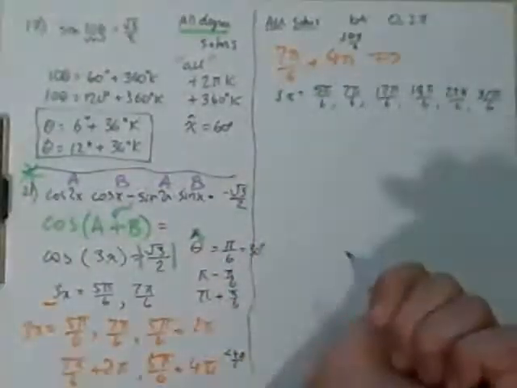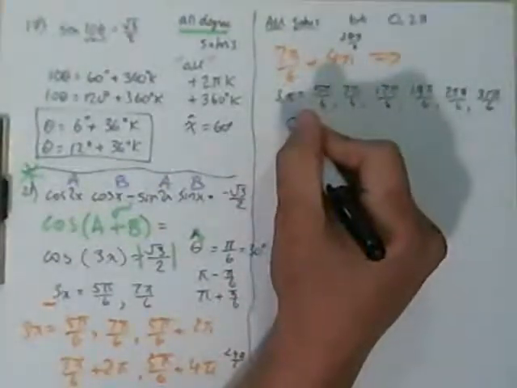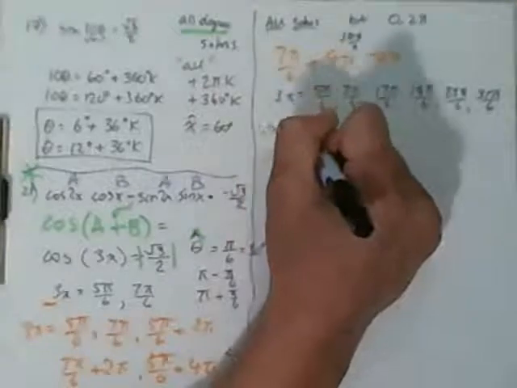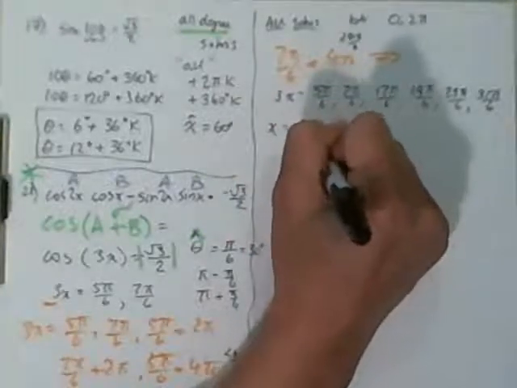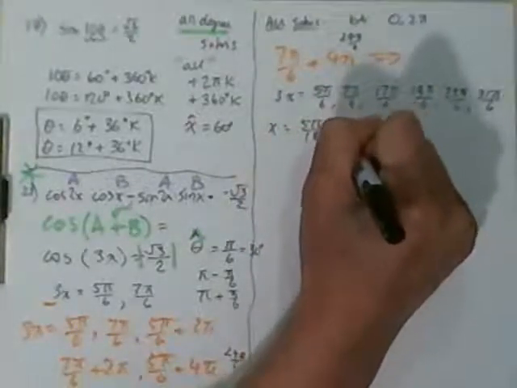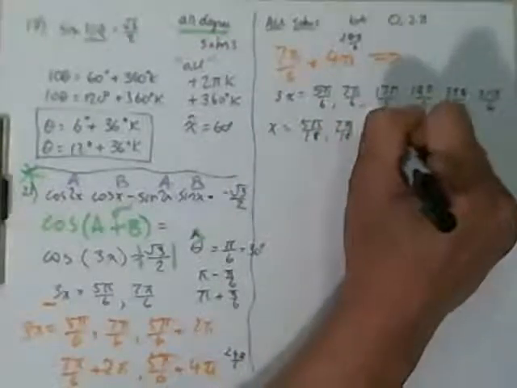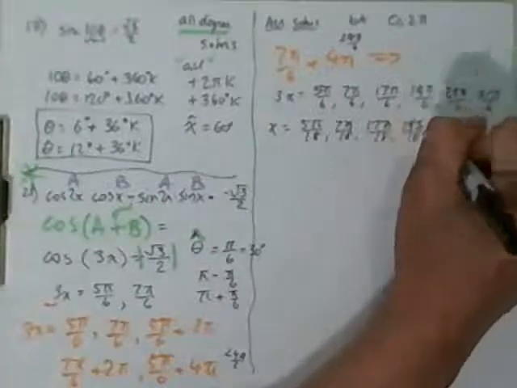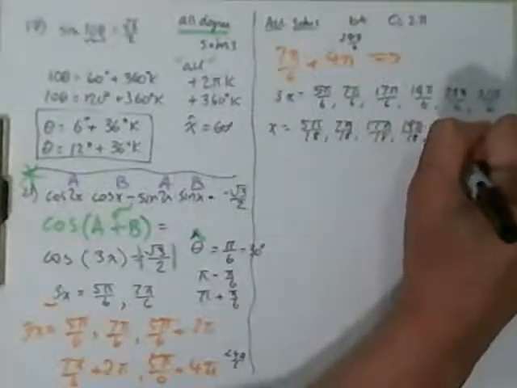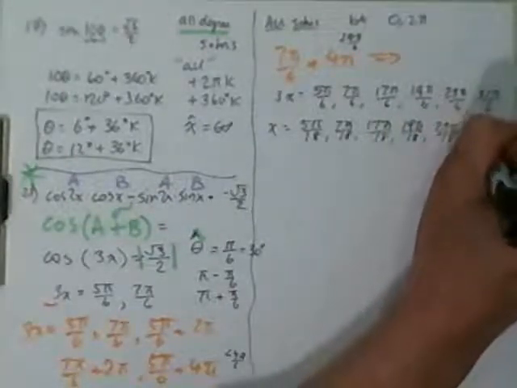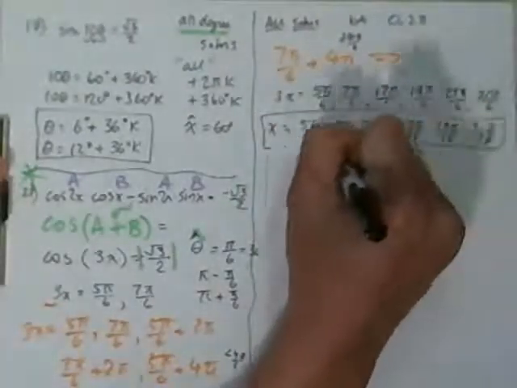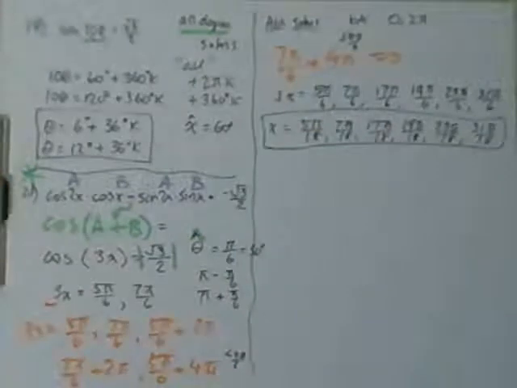Solving for x, I divided by 3, same thing as multiplying by 1/3. X equals 5 pi over 18, 7 pi over 18, 17 pi over 18, 19 pi over 18, 29 pi over 18, and then 31 pi over 18. It's a little bit difficult. Lots of fractions to deal with, so slow down when you're doing the work.